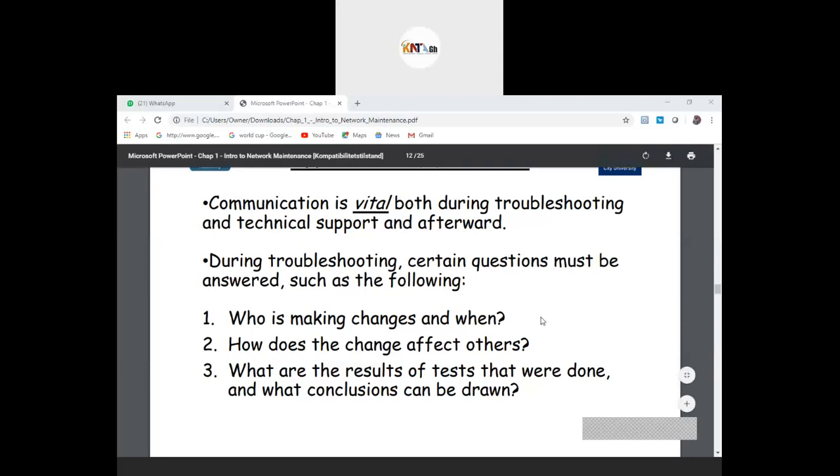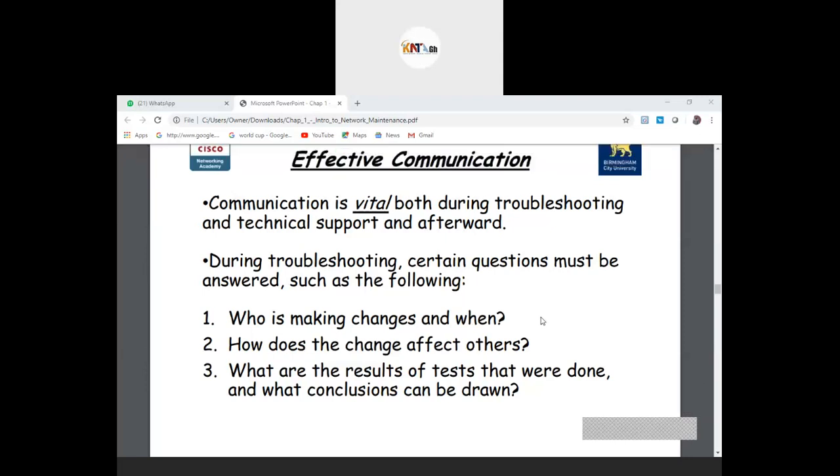So here, you remember in your chapters, you say that establish a theory of probable cause. Do that, and then you do the documentation. This is what we are talking about. So for effective communication, you have to establish a theory of probable cause and how the changes affect each other, what are the results of the test, and what conclusions are drawn.